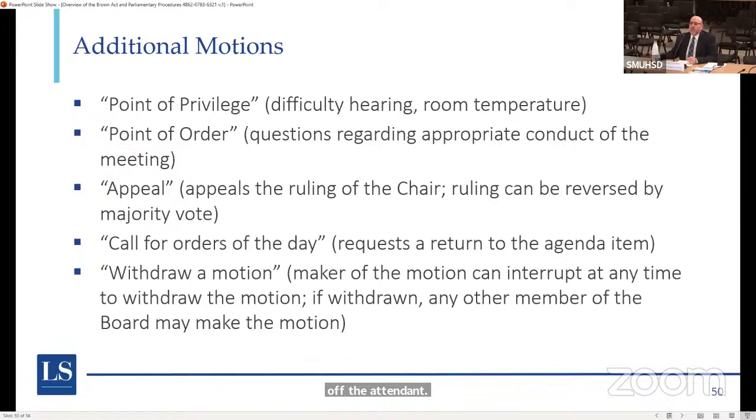One other one I wanted to mention here is the appeal. Under Robert's Rules of Order, if the board president makes a decision and the rest of the board doesn't agree with it, you can actually appeal it and the majority of the board can reverse it. For example, somebody's speaking at the podium and the board president says, I'm sorry, that's not within our jurisdiction, so I'm cutting you off. And another board member says, actually, I think it is in our jurisdiction, so I appeal that decision. The board can decide then and there whether to allow it.